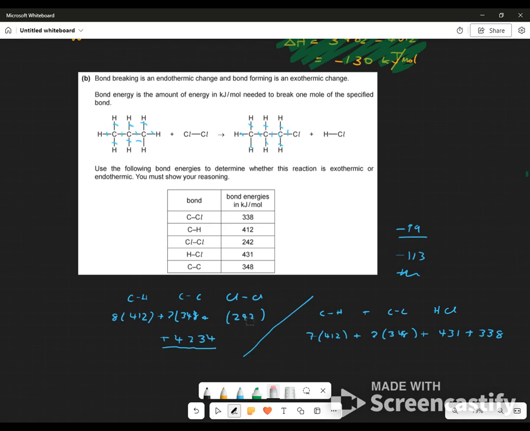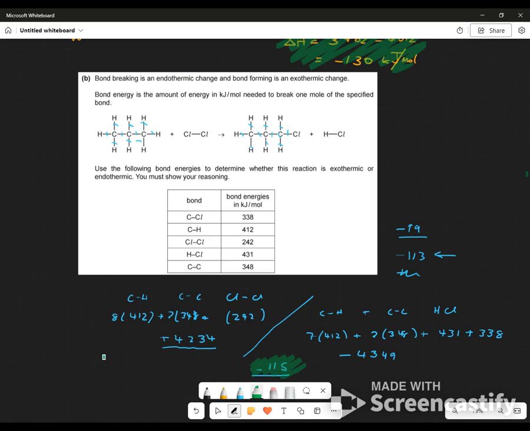And I get now minus, because it's exothermic, 4349. Add these two numbers together. 4234. I get 115 now. I get minus 115, which is close. Look, maybe I've made a mistake here with something, but this one looks the closest to mine. Good for you.